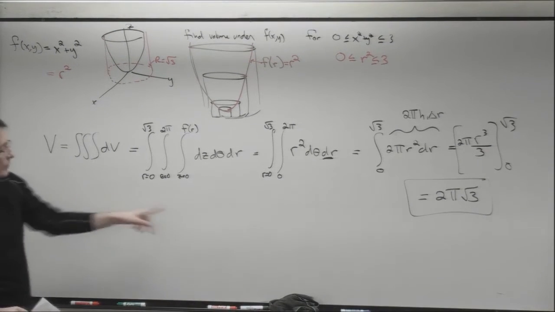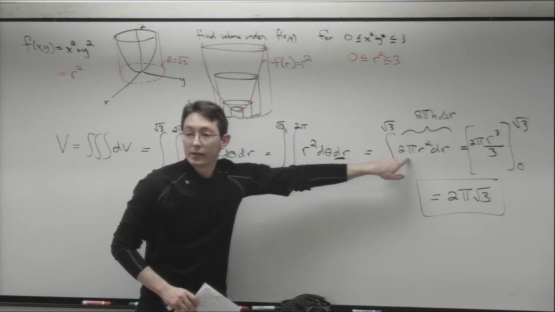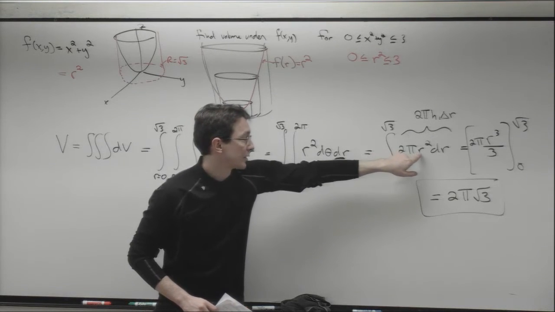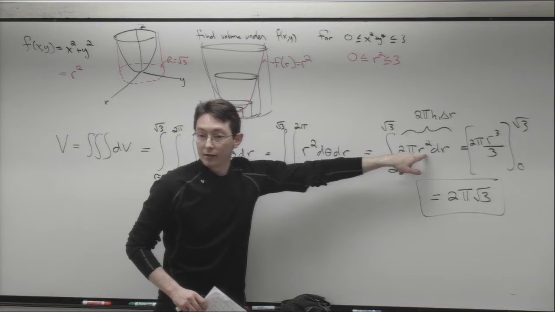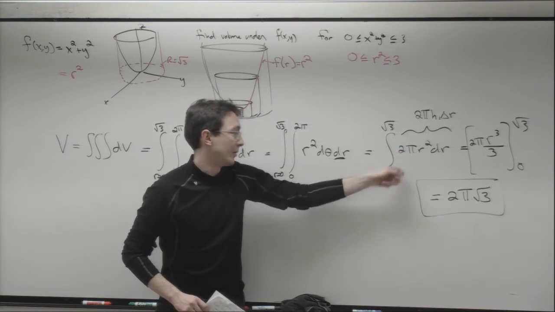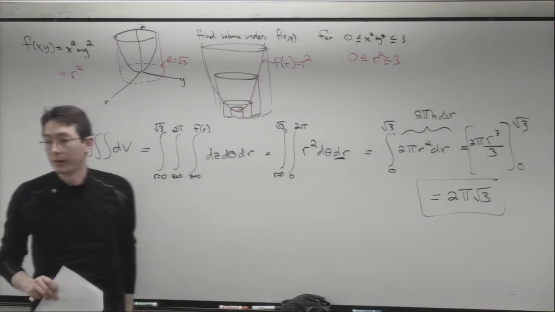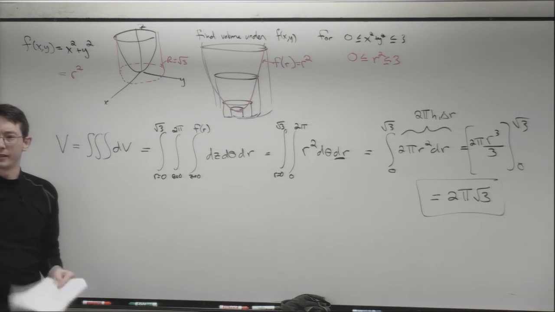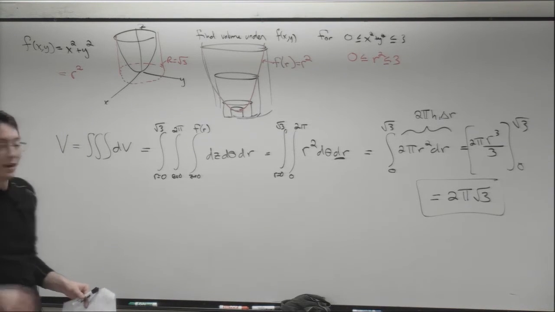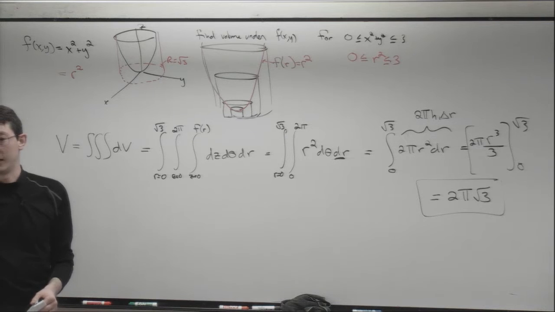You could have just jumped right to here and said, okay, I'm going to use cylindrical shells. Those cylindrical shells have height f of r, which is r squared, and I'm integrating from r equals 0 to root 3. The homework problem is a little bit more complicated because it's e to the r squared.